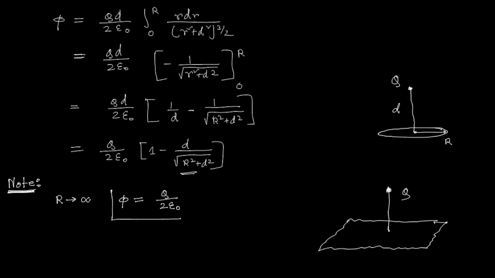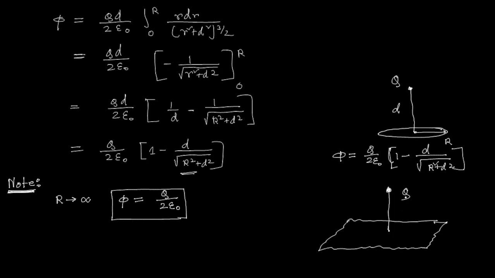So you see, if you remember this result with this figure, in this case the flux through this circular loop will be phi equals q divided by 2 epsilon naught times (1 minus d divided by under root of r square plus d square). If you can remember this result, then you can easily calculate the flux through this plane surface. What will be the flux through this plane surface?